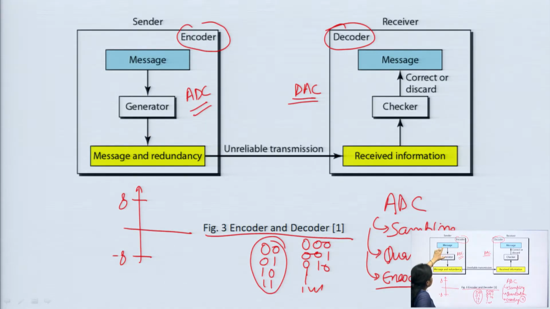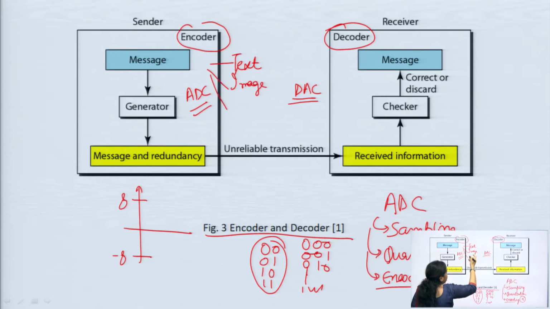What the diagram says is that this is the message signal. Now, what is a message signal? It can be in analog form, in the form of text, in the form of an image, or a video, meaning a 1D, 2D or 3D signal. Whatever signal you want to transmit, this is the original message signal. Then it is given to the generator, where the generator will generate a message and the redundancy information.